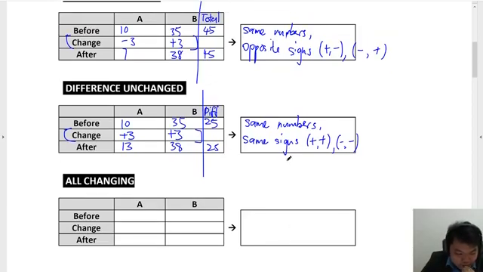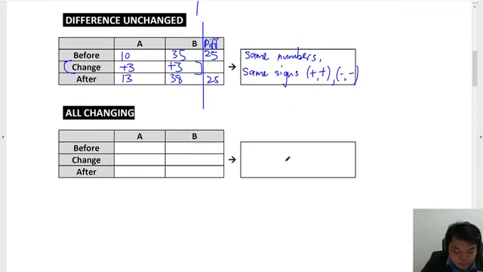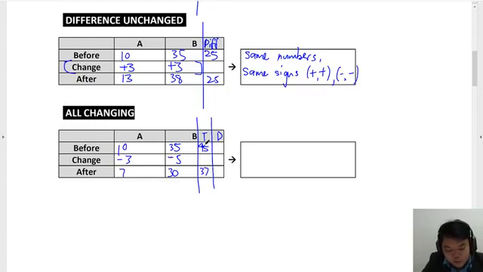So now, on all changing quantities, between A and B, let's say A has got $10 and B has got $35. Now if A were to spend $3 and B were to spend $5, A would have $7 remaining, B would have $30 remaining. Now if you compare their total before and after, before their total was $45. And their total later on became $37. Okay, there was a decrease in their total.